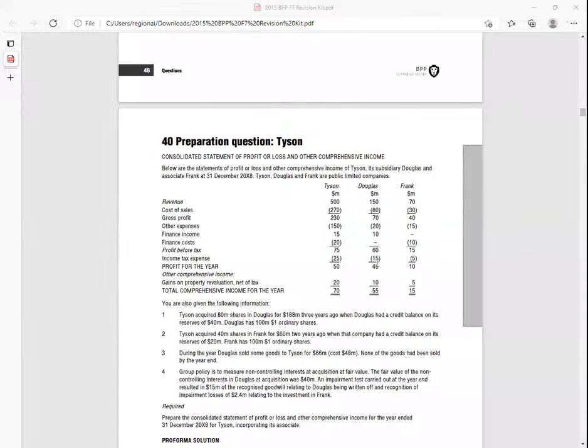Income tax expense is 25 plus 15. Profit for the year, I'll know what to do. And then now we go to the OCI. I can see revaluation. These are 3 marks. Like revaluation in the OCI, we have 20 and 10.